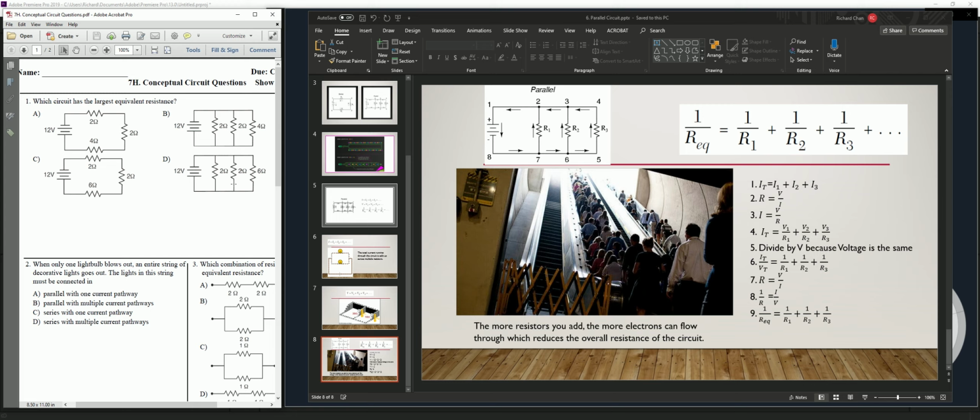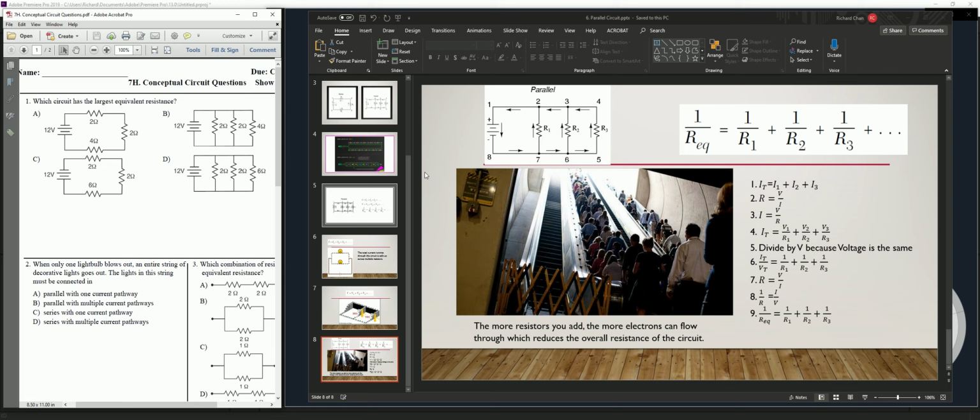So number one says, which circuit has the largest equivalent resistance? This is how you're going to think about it conceptually, right? In the answer choices, you see series circuits and parallel circuits. So the first step is identifying, is it series circuits or parallel circuits that give you the least total resistance?